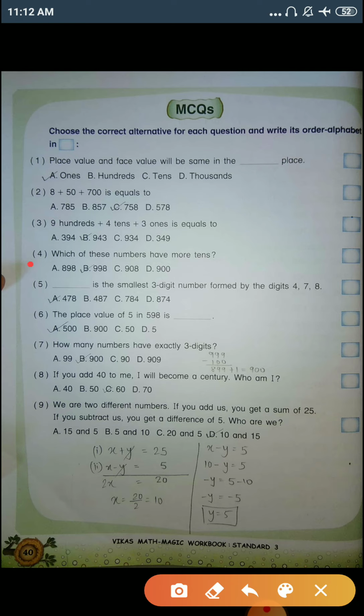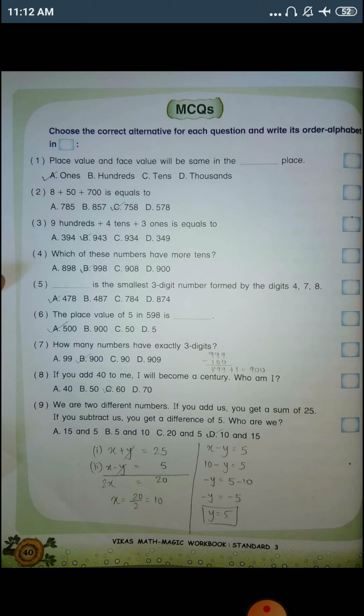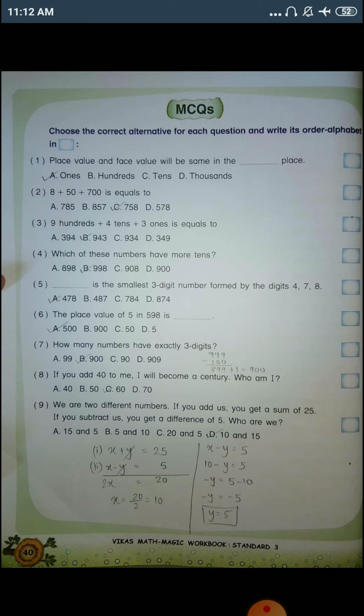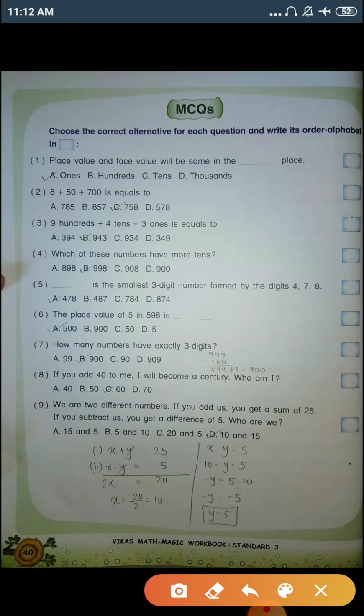Now question number 4. Which of these numbers have more tens? In the given options, which number has more tens? So obviously the number that is bigger is the one having more tens. So option B is the bigger number. So option B, 998 is your answer.